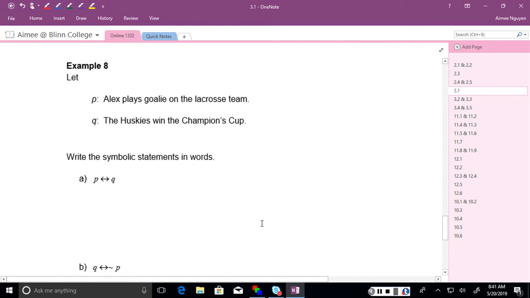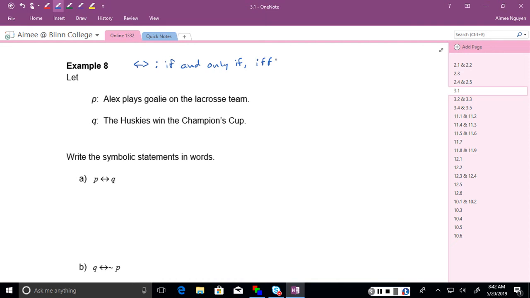In example 8, now we have a biconditional. So again, the biconditional is if and only if. And because I don't want to write that many words, we can abbreviate that as just IFF. And so that's what I'm going to use when I write these symbols in words. So it tells us what P and Q are. It says P is that Alex plays goalie on the lacrosse team, and Q is the Huskies win the Champion Cup. And now we're going to link those together.